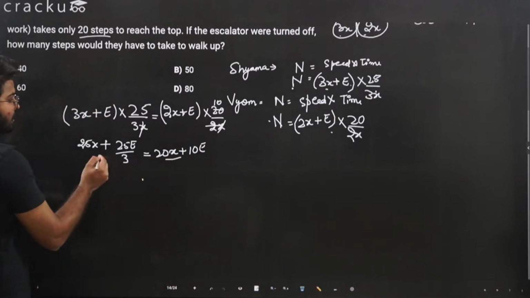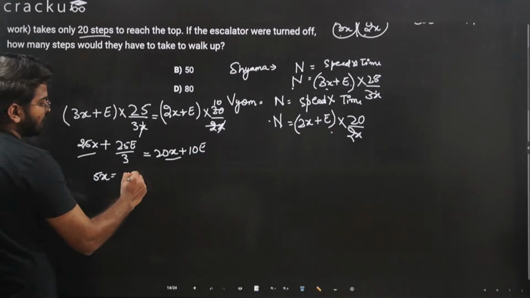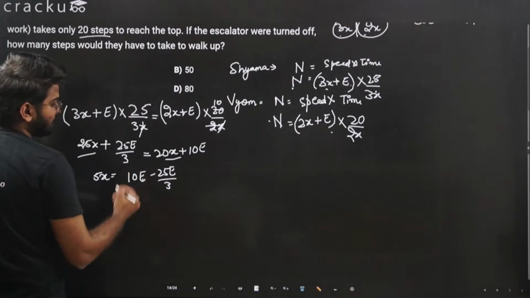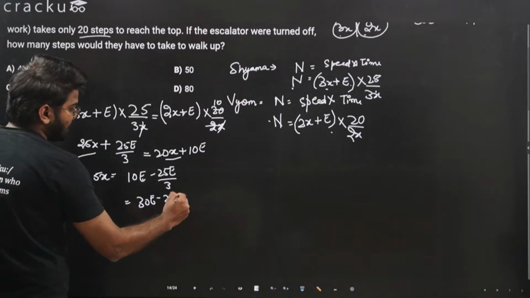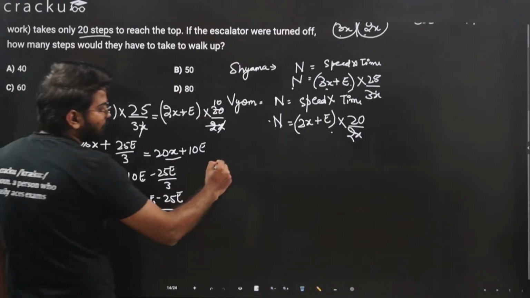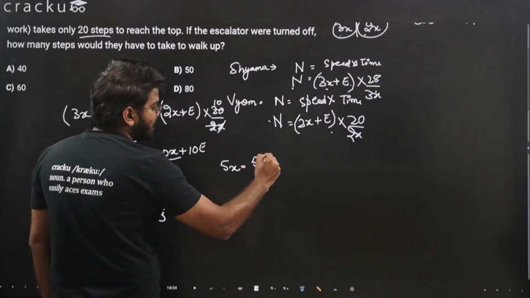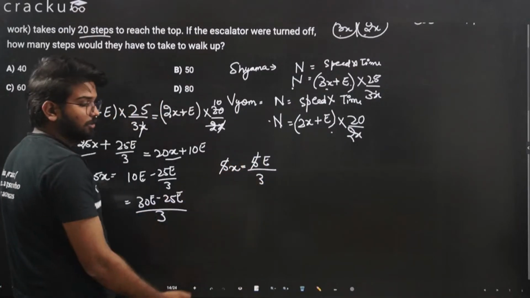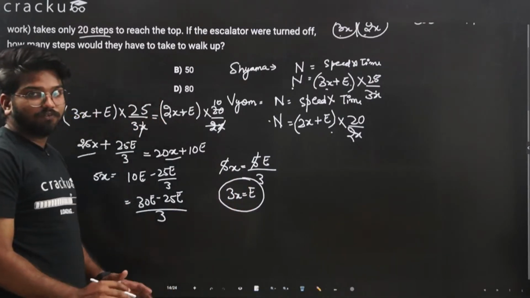We can take the common variable here. So this will be 5x is equal to 10e minus 25e divided by 3, or this will be 30e minus 25e divided by 3, or we can say 5x is equal to, this will be 5e divided by 3. 5 and 5 can cancel out. So 3x will be equal to e. This is one relation we have got.